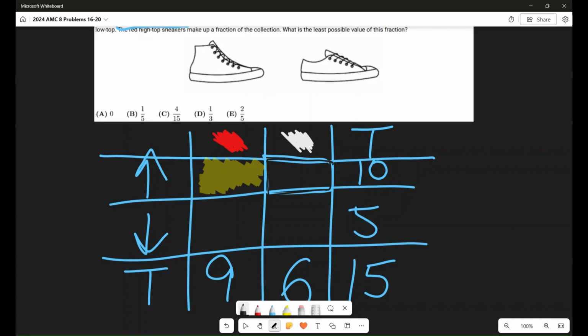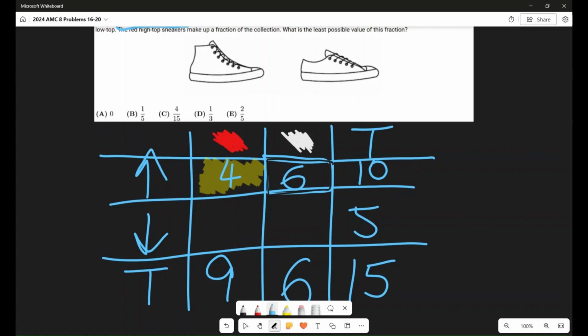So let's say that all of the white sneakers are high top. So there's 6 white high top sneakers. So then how many red high top sneakers are there? Well, that's just 4. And that's the minimum it can be. The fewest number of red high top sneakers is just 4. Because if all the white sneakers are high top, then that's it.